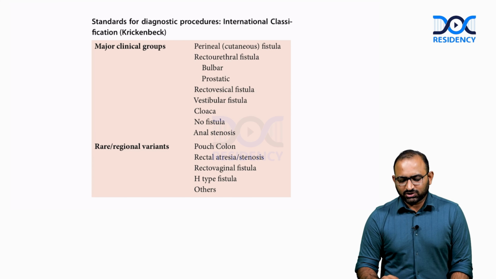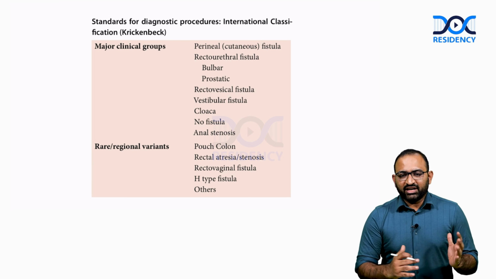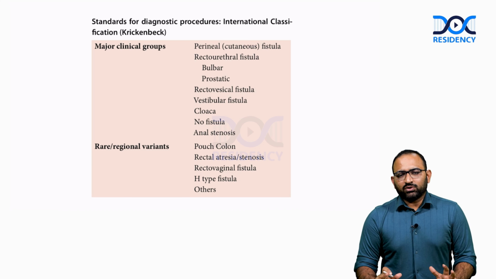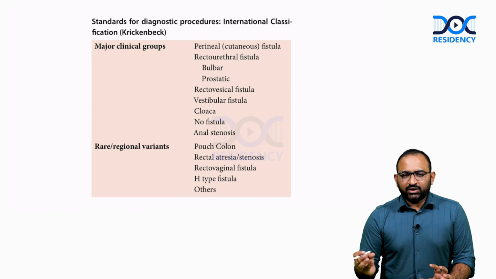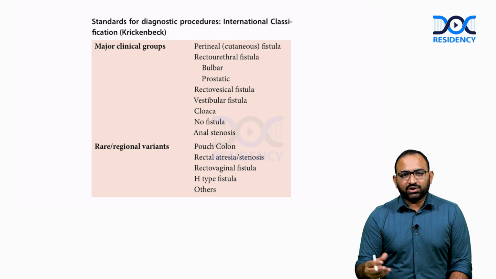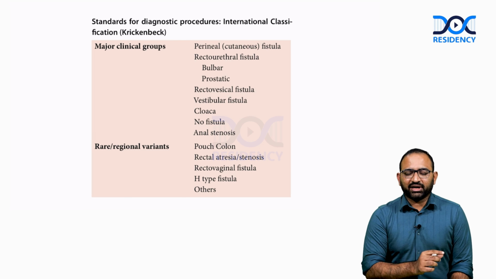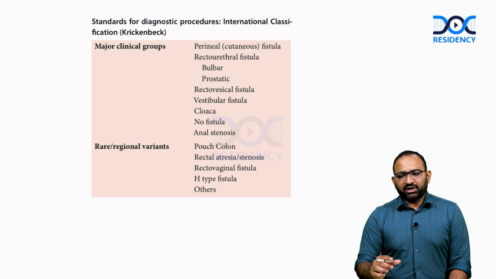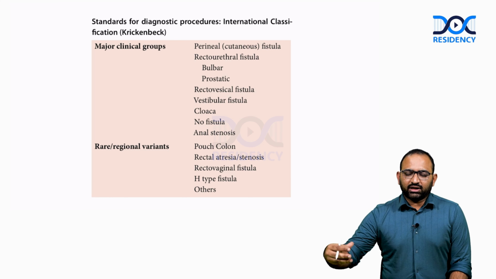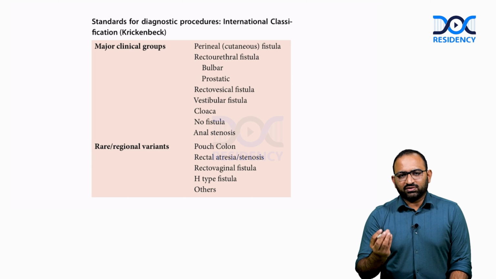Rare variants include pouch colon, where various parts of the colon, about a variable distance of the colon, is transformed into a pouch-like structure, and it opens into the urinary system or into the vagina and uterus in females. Rectal atresia or rectal stenosis, where the atresia of the rectum results, but the anus will be patent in this child. There will be an atresia of the rectum, and the proximal sigmoid and the proximal colon will be normal. Only a portion of the rectum will be atretic.